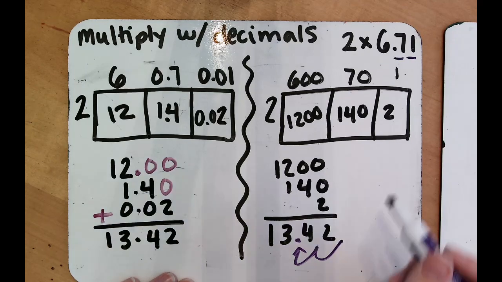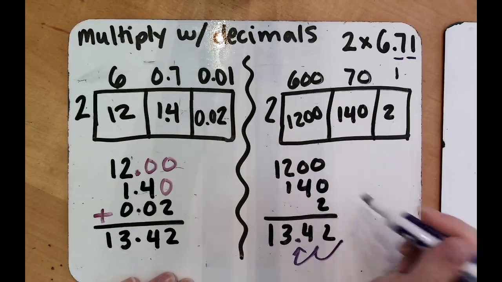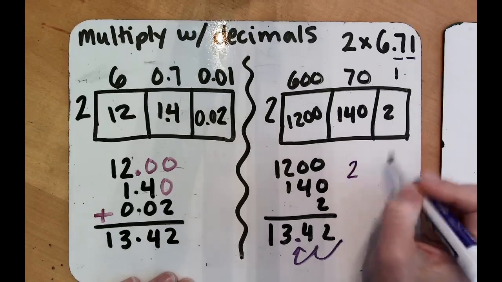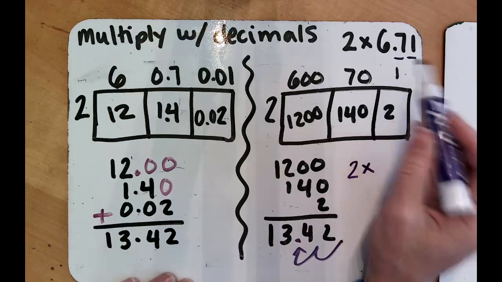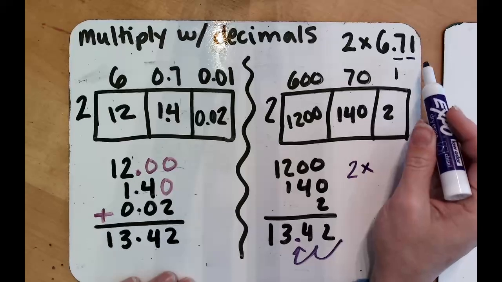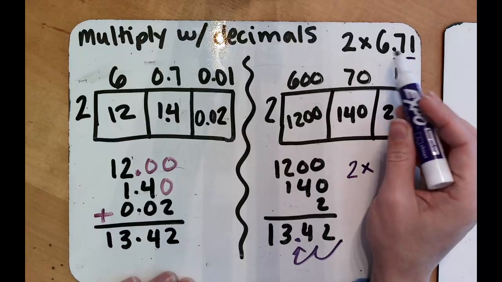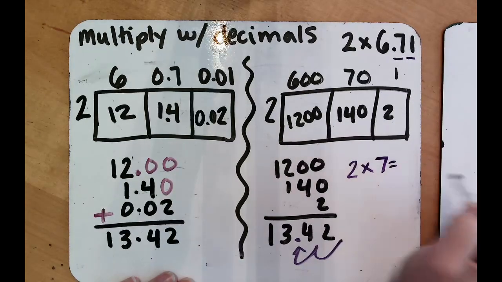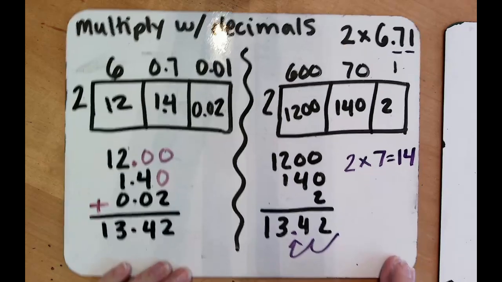It doesn't work as well if they've messed up their place value or they don't understand their place value and stuff like that. So what we've also encouraged them to do is to estimate this problem. So this is 2 times 6 and 71 hundredths. This 71 is very close to rounding this 6 up to a 7, so I'm going to round this 6 up to a 7. I'm estimating this problem 14. So my answer needs to be around 14.